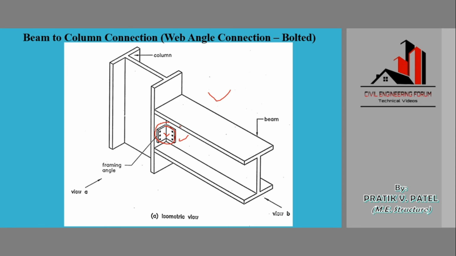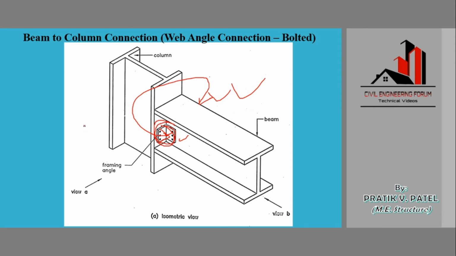The double web cleat connection is preferred over the single sided web cleat connection. So we are using this on both the sides, double cleat connection. The clearance between the beam and the column is kept at 2 to 5 mm to provide sufficient end distance on the web. And it is preferable to use friction grip bolts over here.